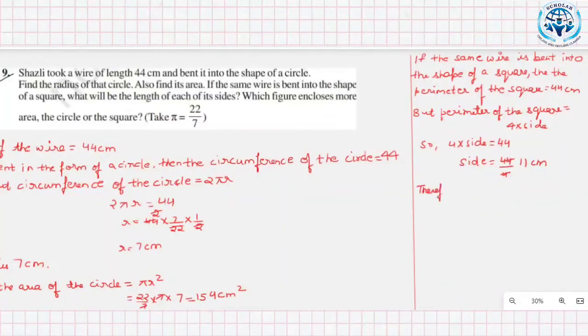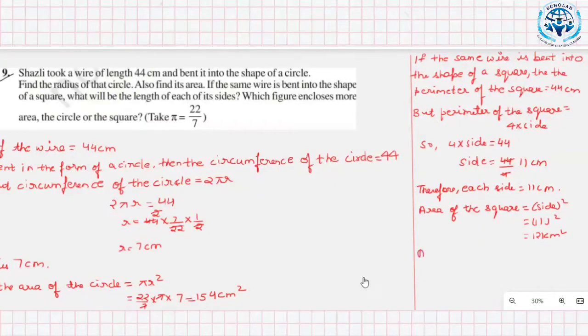Perimeter is 4 into side is equal to 44, side is equal to 44 upon 4 is equal to 11 centimeter. Therefore, the length of each of its side is 11 centimeter. So, area of the square is side square. 11 square is equal to 121 centimeter square.